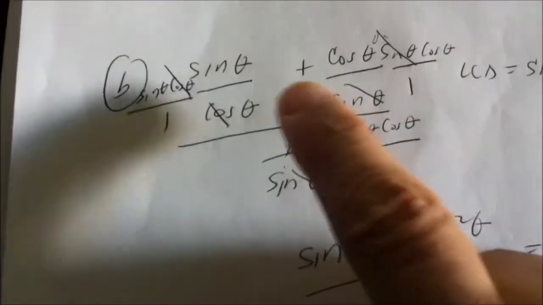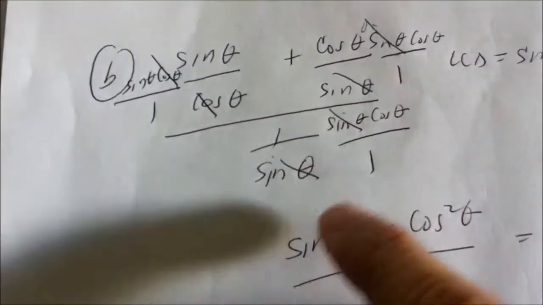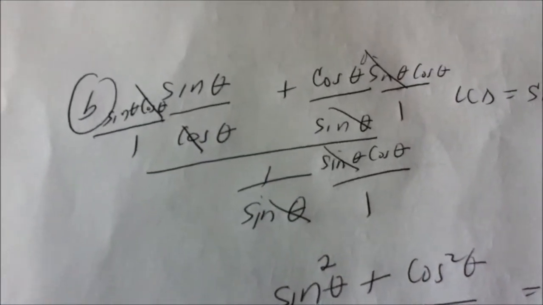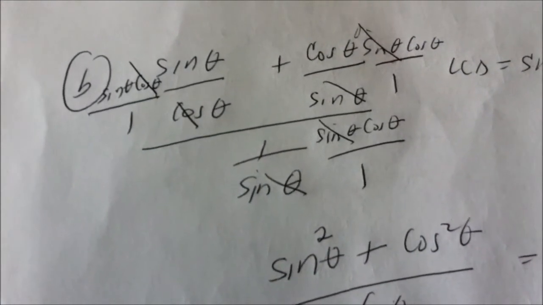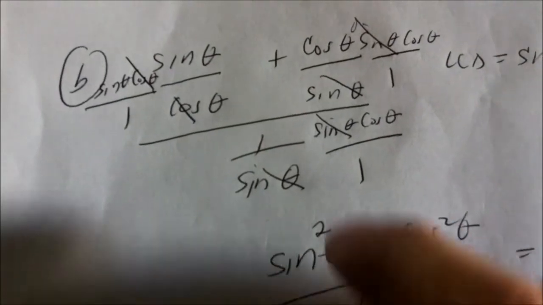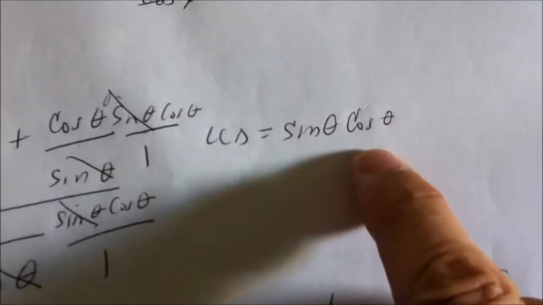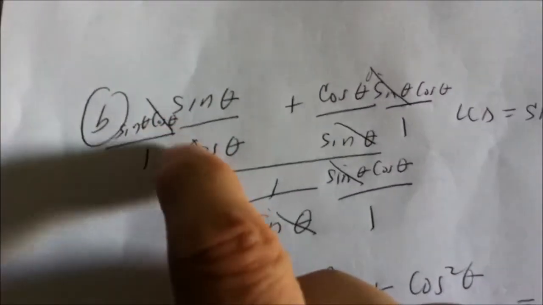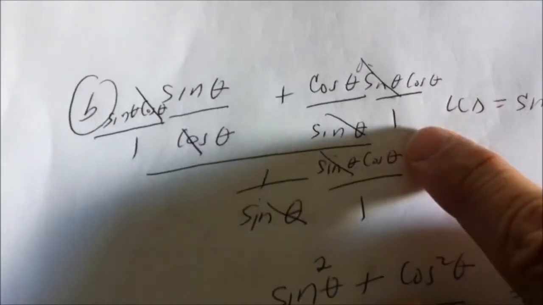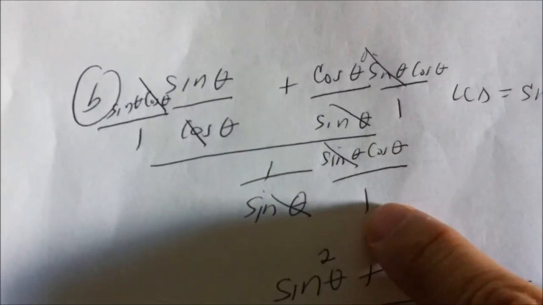Part B was a complex fraction. Sine over cosine plus cos over sine divided by 1 over sine. And remember how to simplify complex fractions. You multiply each term by the LCD of the entire fraction. The LCD happens to be sine cosine. So each term gets sine cosine over 1, sine cosine over 1, sine cosine over 1.